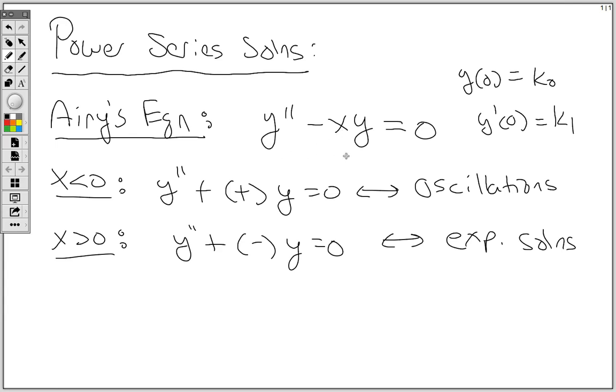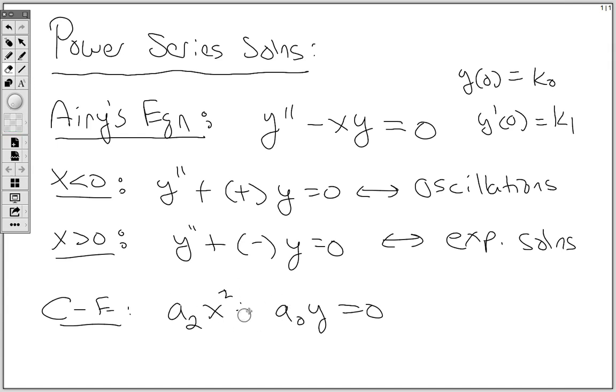But as far as how we would solve it, it doesn't quite fit Cauchy-Euler, right? To be Cauchy-Euler, we would need to have an a2 x squared y double prime plus an a naught y is 0. And that's not what we have. We've got an x sitting there, and we would need a constant sitting there.